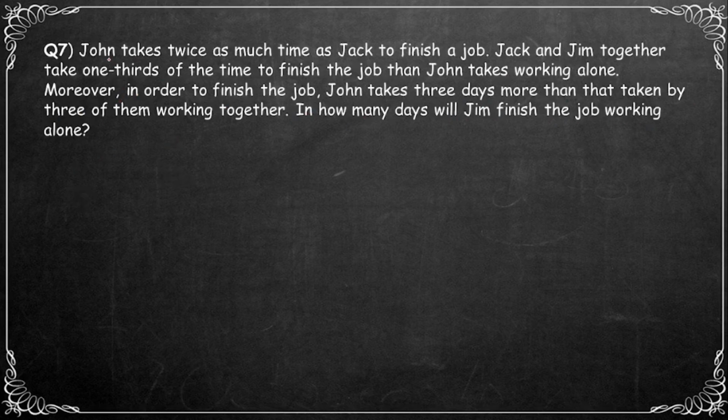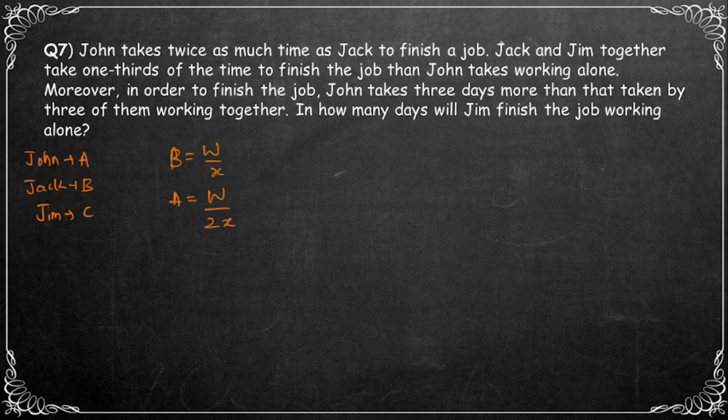So as you can observe, this is a bit complicated question, and even the names are the same, so the variables are a little bit confusing. So in order to clear the confusion, we'll write here. John we'll take as A, Jack we'll take as B, and Jim we'll take as C. Now John takes twice as much time as Jack. So if Jack takes x number of days, John takes twice of that.